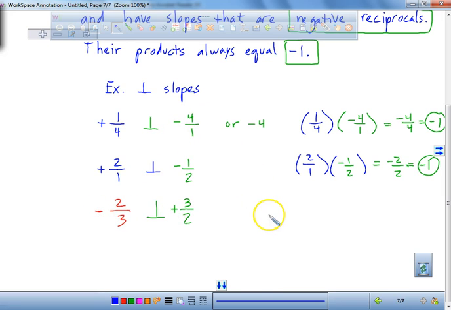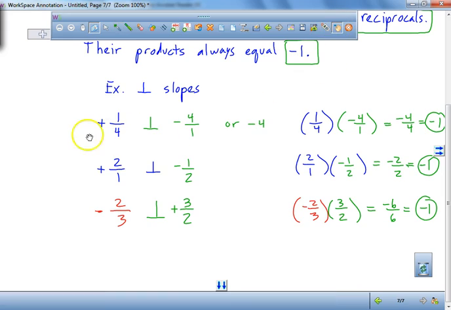That's where the word negative reciprocal comes in. One of them is going to be negative, one of them is going to be positive. So here we go. We take negative 2/3 and multiply it by positive 3 over 2, and you get negative 6 over 6, which once again is negative 1. Hopefully this is enough for you to understand what negative reciprocals and perpendicular slopes are. Okay, so let's go to our problem now.